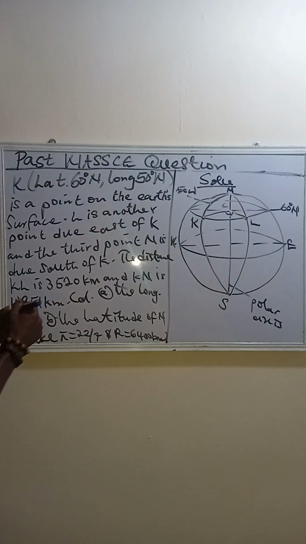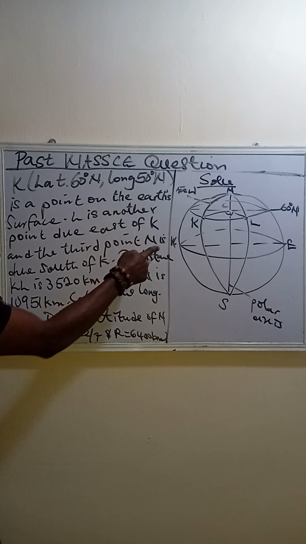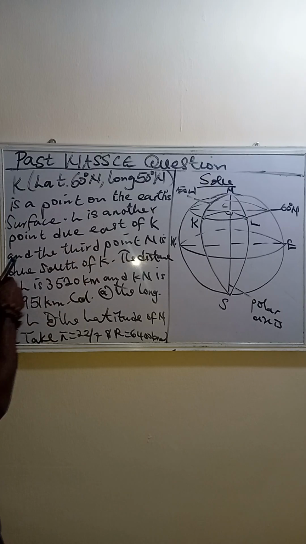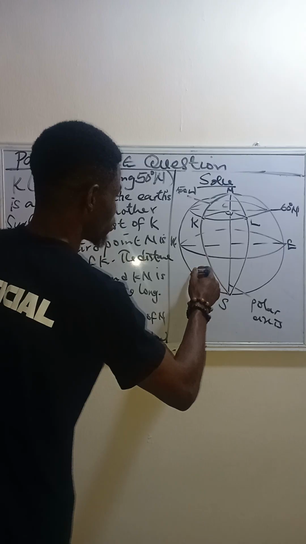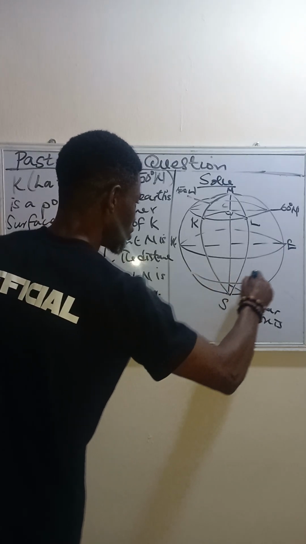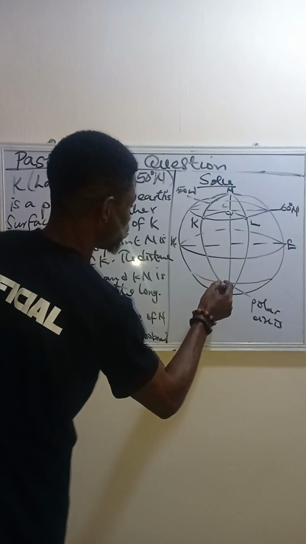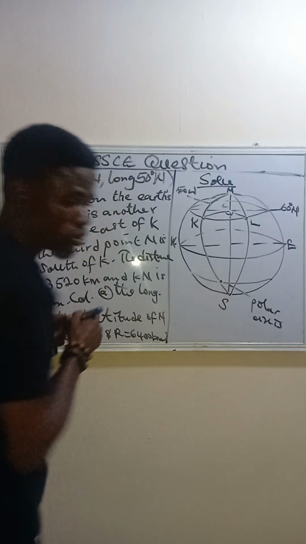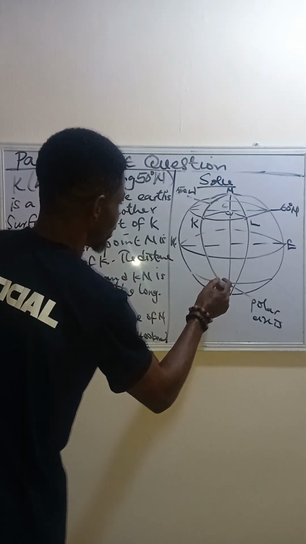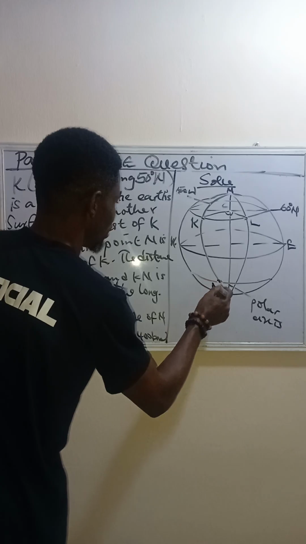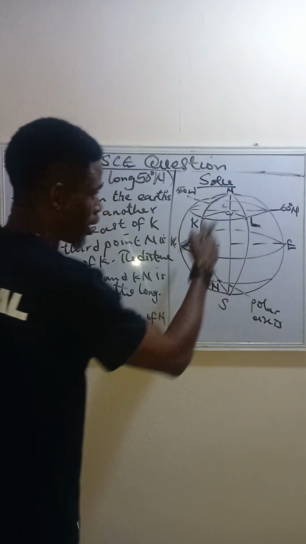Now, what's next? The third point, N, is due south of K. So you draw another latitude. This is the point of intersection, which is N. So you can call this side N. Now on this globe, we have 3 points.